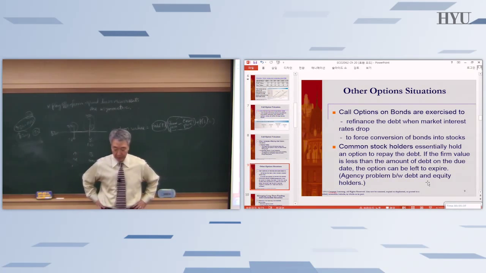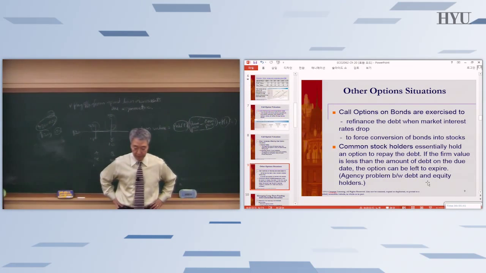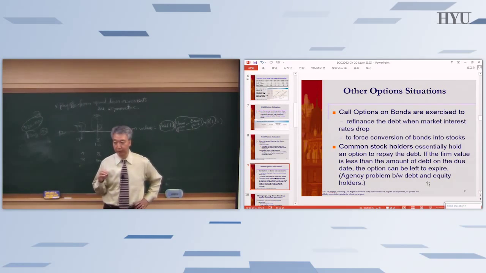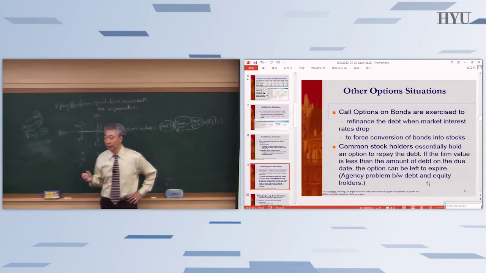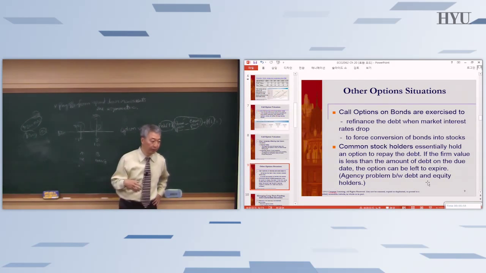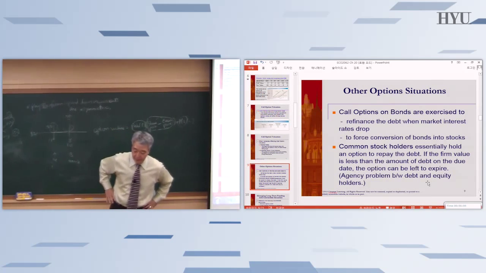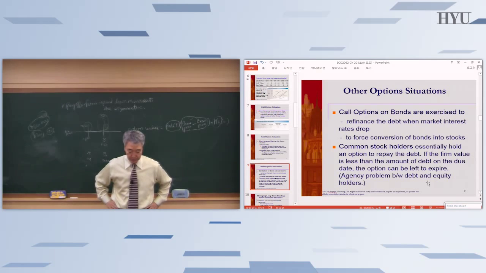Why would a company issue a callable bond? It's an option. In other words, the company has the right to call this bond, but they don't have to. They are not obligated to call it. They can just let it expire, let it pass. So when would the company call this bond?